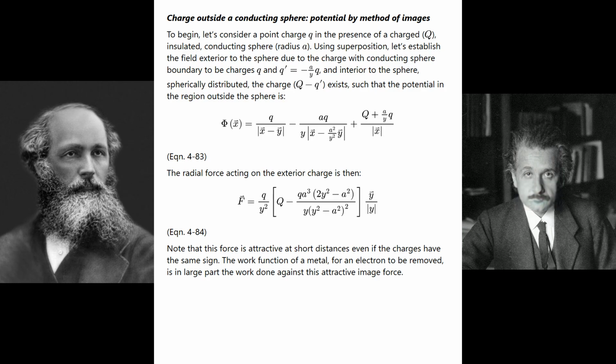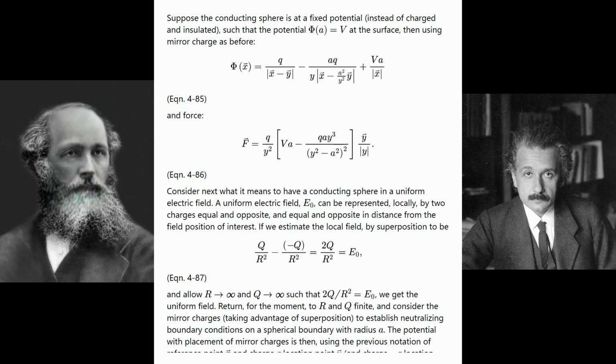Note that this force is attractive at short distances even if the charges have the same sign. The work function of a metal, for an electron to be removed, is in large part the work done against this attractive image force. Suppose the conducting sphere is at a fixed potential, instead of charged and insulated, such that the potential phi equals V at the surface. Then using mirror charge as before, equation 4-85, and force, equation 4-86.